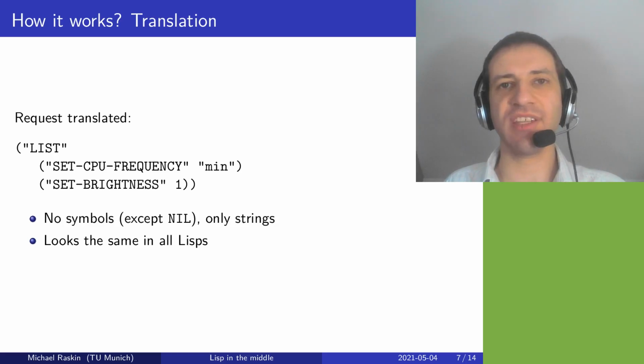However, the requests listed are actually not what gets sent, because the protocol requires that the contents of the lists are either strings or numbers. Only nil is allowed as a symbol. The nice property is that it looks the same in all the Lisps, and I did some proof of concept playing with Guile, and also it is a bit easier to reason whether it's safe or not safe to pass such a data structure. So the request gets translated by just replacing the symbols with the symbol names.